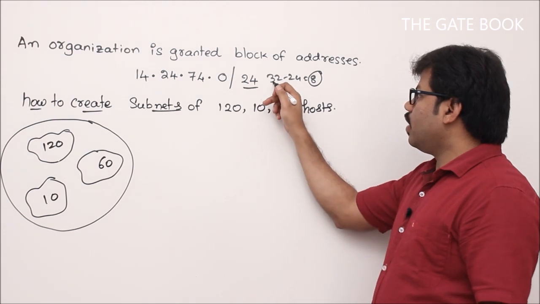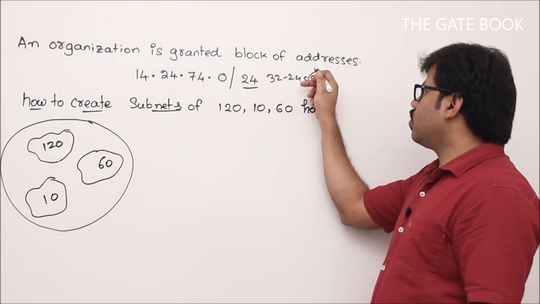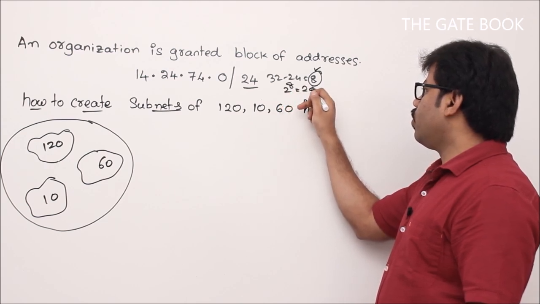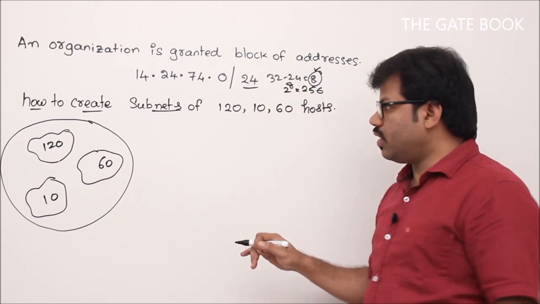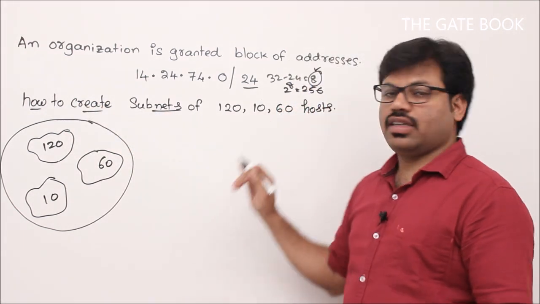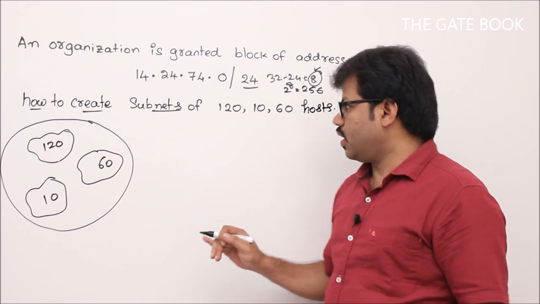We know one thing, 32 minus 24 is 8. That means 8 is going to be the host part. 2 power 8 is 256. So we are going to get 256 addresses. With that, we have to create subnets of 120, 10, 60. Now, how to do that, we'll see.